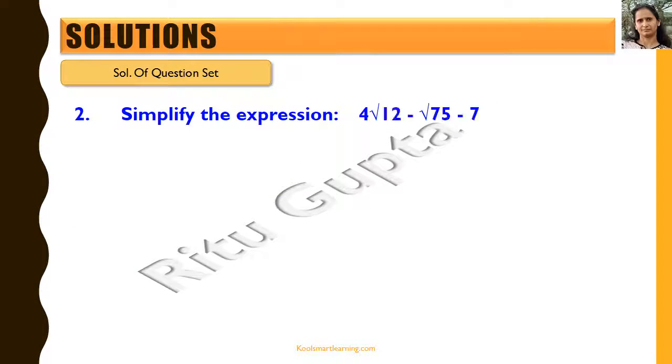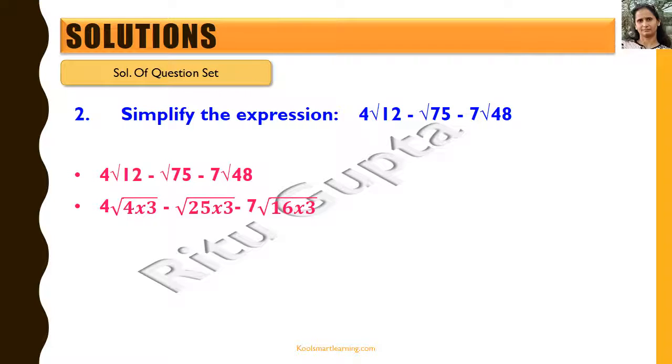Let's move to the second question. We need to simplify the expression 4 square root 12 minus square root of 75 minus 7 into square root of 48. So now we first try to bring them into a common format. So we are saying root of 12 can be written as square root of 4 into 3. Similarly, 75 can be written as square root of 25 into 3, and square root of 48 can be written as square root of 16 into 3.